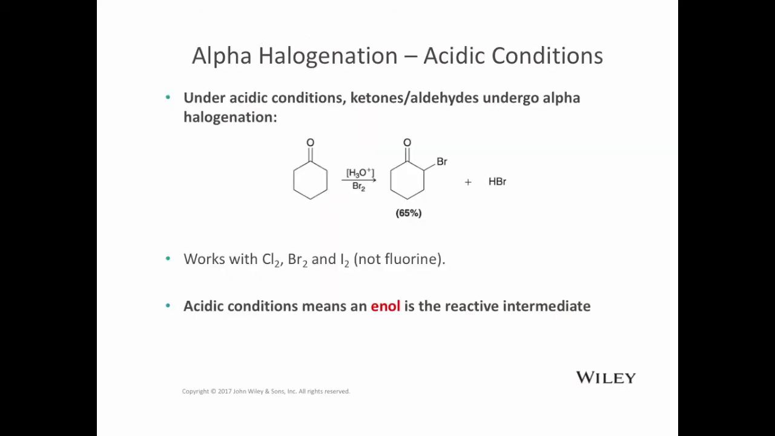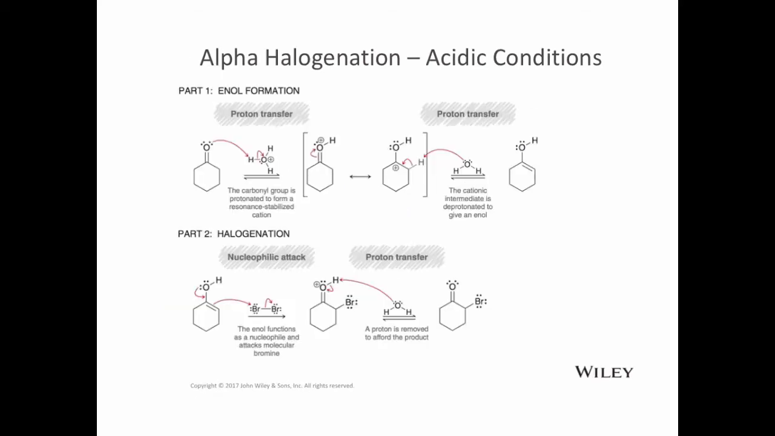Under acidic conditions, ketones and aldehydes undergo alpha halogenation. So here we have a ketone, and this is the alpha carbon, and we're adding a halogen to the alpha carbon, hence alpha halogenation. And you can do this with chlorine, bromine, and iodine, not with fluorine. And since we're in acidic conditions, you can be sure that the enol, not the enolate, is the reactive intermediate.